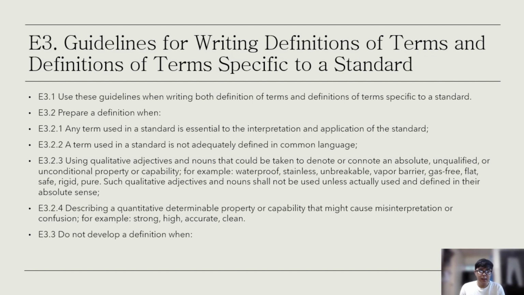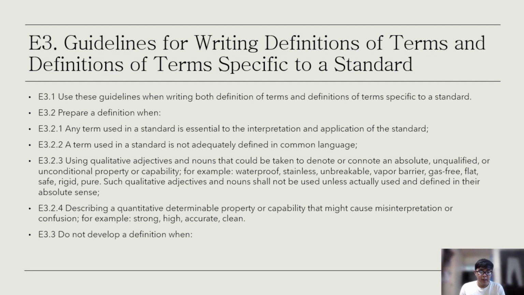E3.2.3 Using qualitative adjectives and nouns that could be taken to denote or connote an absolute, unqualified, or unconditional property or capability. For example, waterproof, stainless, unbreakable, vapor barrier, gas-free, flat, safe, rigid, pure. Such qualitative adjectives and nouns shall not be used unless actually used and defined in their absolute sense. Describing a quantitative determinable property or capability that might cause misinterpretation or confusion. For example, strong, high, accurate, clean.